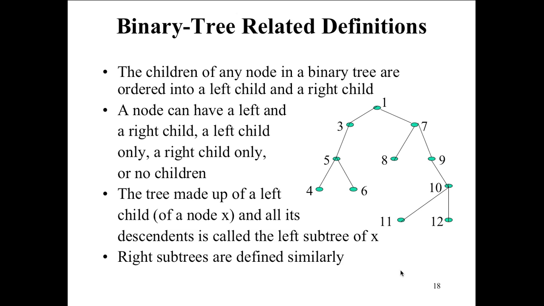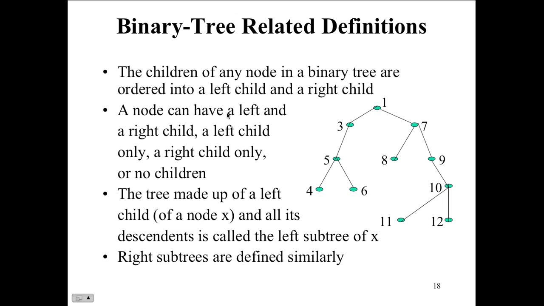So the children of any node in a binary tree are ordered into its left child and then its right. We always go left to right. So when we add a node to the tree, in this particular case, if we started with number 1, we would add number 3, then we would add number 7. So we would add left to right.